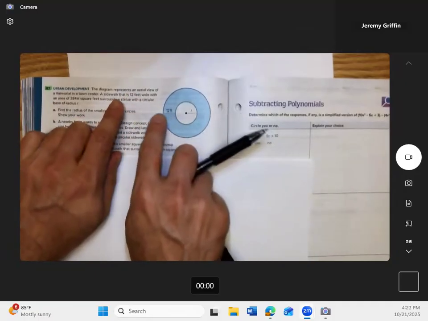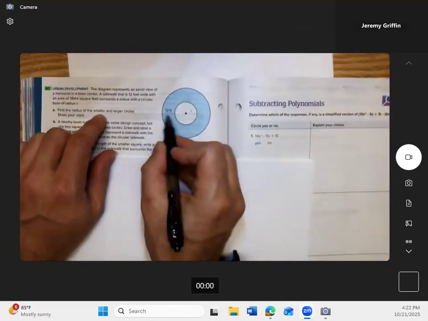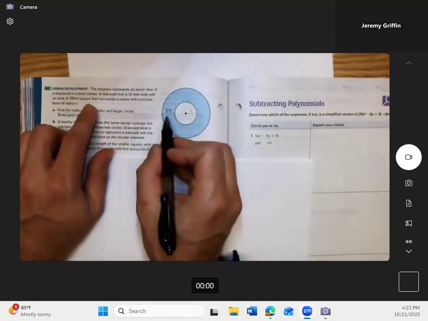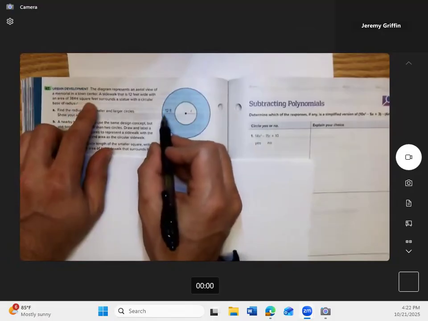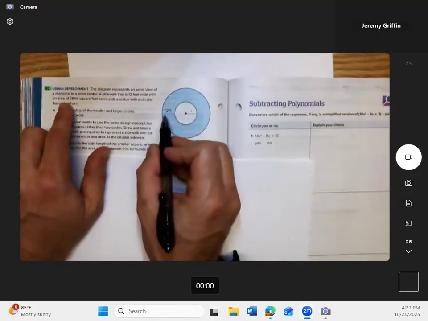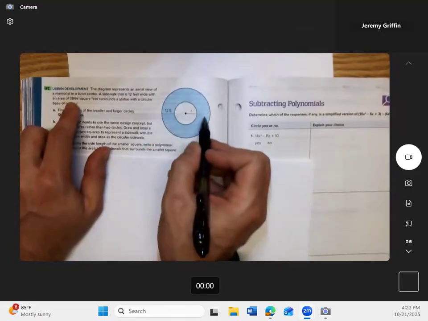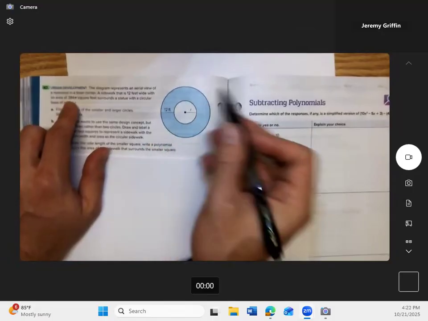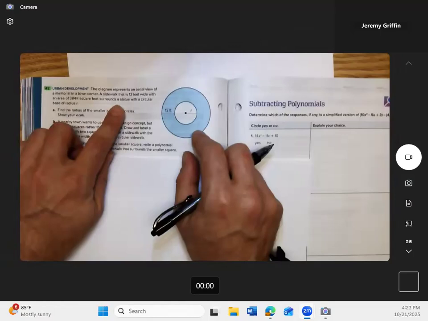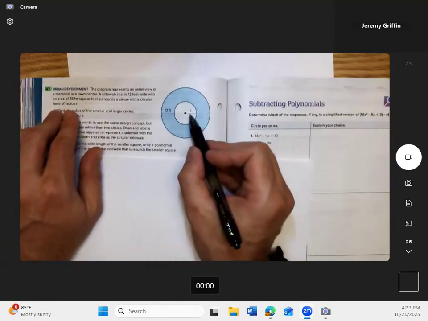A sidewalk 12 feet wide. Notice this blue ring has width of 12 feet. So this is the walkway, the sidewalk. 12 feet wide with an area of 384 pi square feet. Okay, that's kind of abstract. We'll work on that later. Surrounds a statue with a circular base radius r.